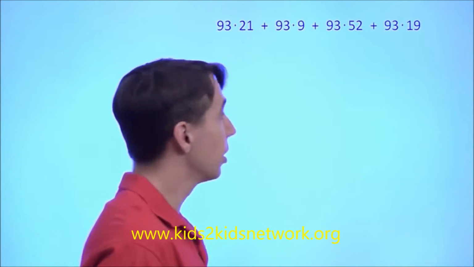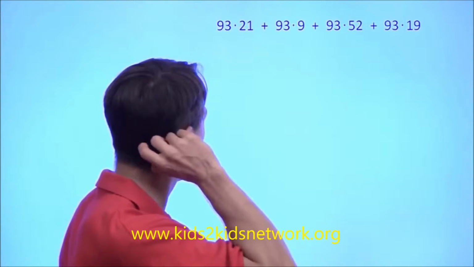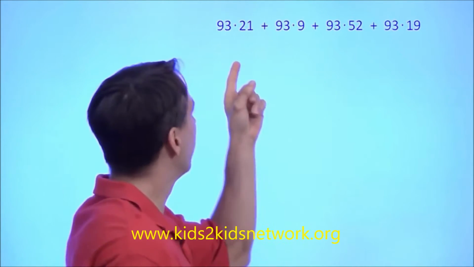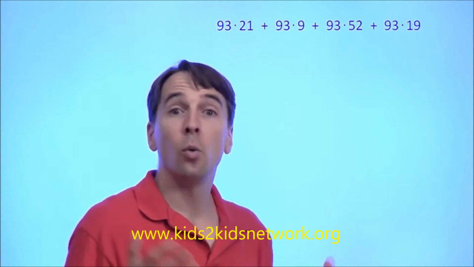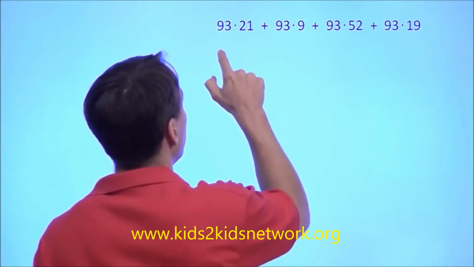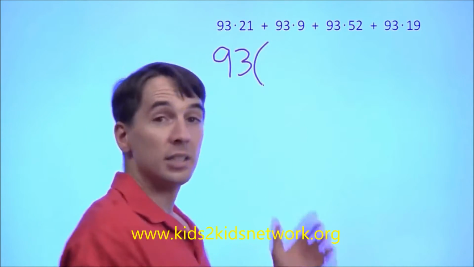Now if you see this, you think, oh my goodness, it's going to take forever, because you got to do all these multiplications, and those aren't real easy multiplications. But then we see, hold on, there's a 93 in each one of these products. We can use the distributive property. We factor out the 93. And we write this as 93 times the sum.